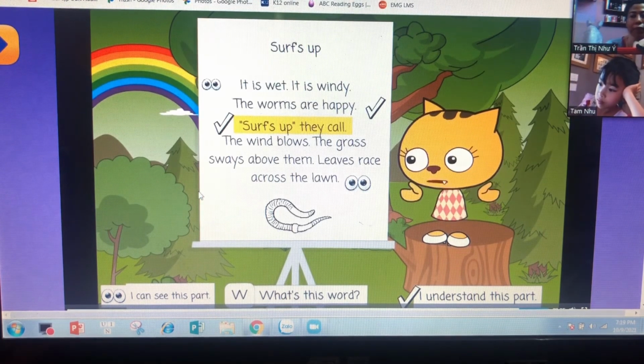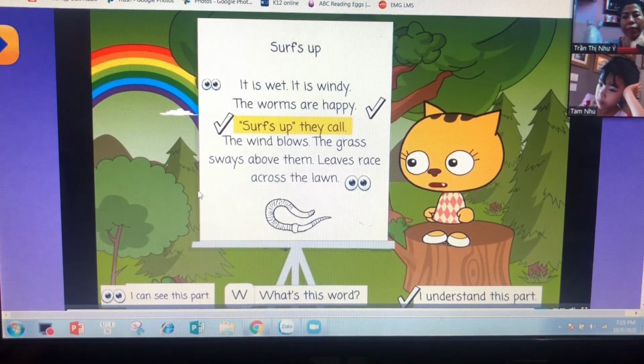You can use think marks to show what is going on in your head as you read. Thinking as you read makes the story come alive.